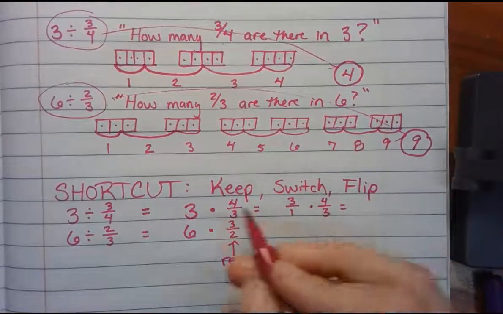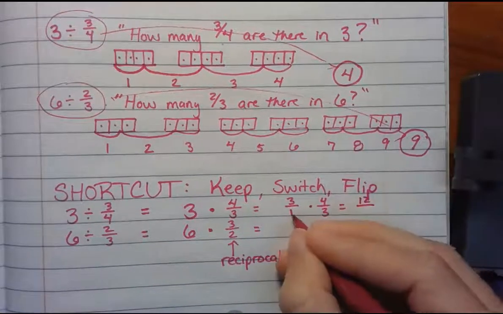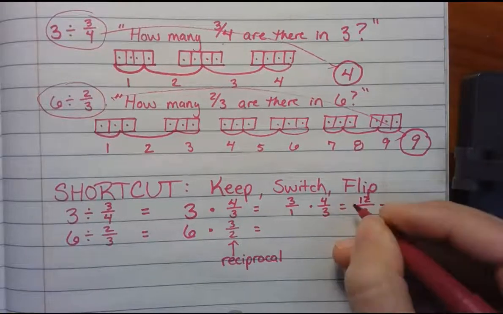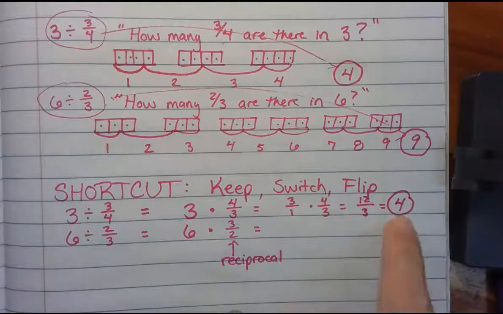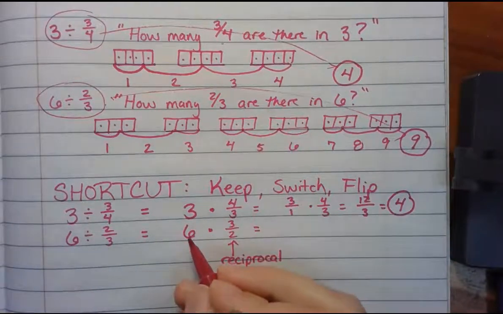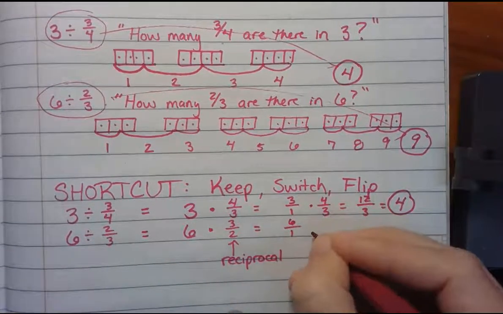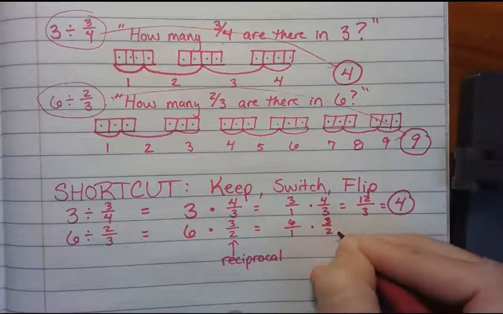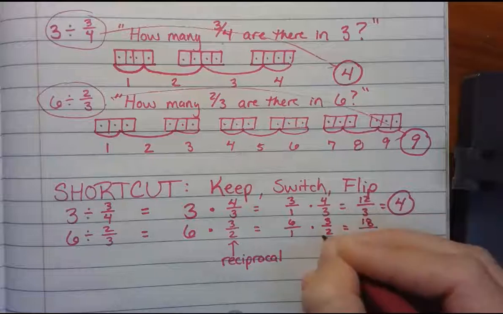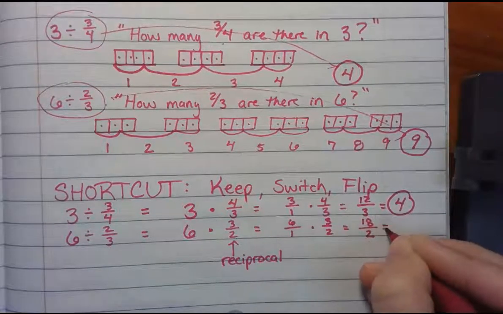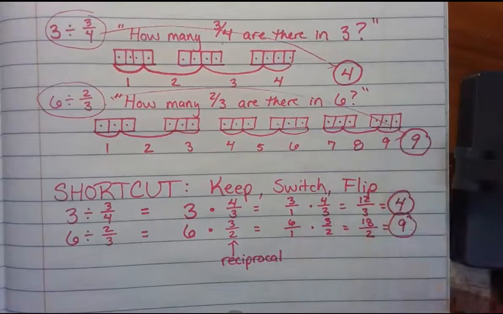And if you notice, what I was saying a minute ago happens. So we actually end up doing 3 times 4, which is 12, over 1 times 3, which is 3. And 12/3 is top heavy, but 12 divided by 3 evenly divides as 4. And that's the same answer we got up here with the picture. Same thing happens here. We would put the whole number over 1. So we've got 6/1 times 3/2. And I'm going to multiply across the top. 6 times 3, as I said a minute ago, is 18/2. And of course we know 18/2 is top heavy. 18 divided by 2 does come out to be 9. And so we get the same answers as we did before.